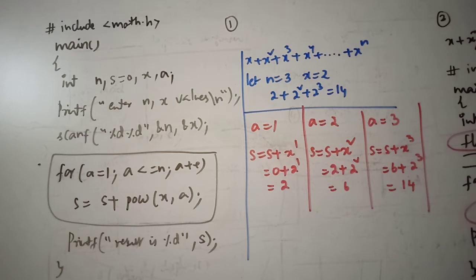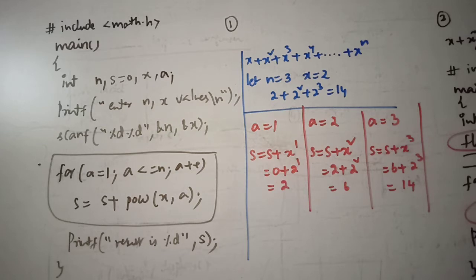So x plus x square plus x cube and so on up to x to the power of n. If n is 3 and x is 2, then the series is 2 plus 2 square plus 2 cube, it's 14. So we need values of x and n. Input n and x. N is the number of terms and x is the value.